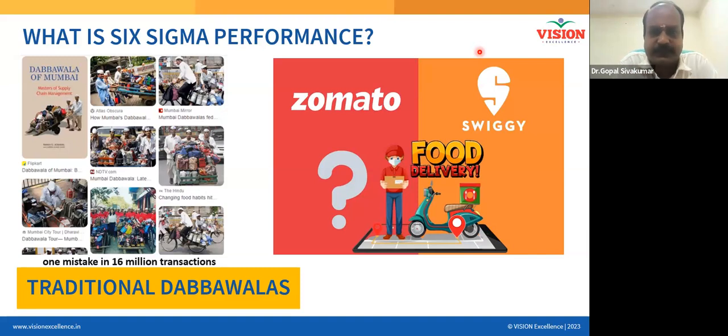Critical to quality characteristics. You expect certain things, and those are defined. In this case, it is the timely delivery, the proper packaging, and another thing is the behavioral aspect of the delivery boy. If these three things can be taken care of, the business can definitely grow, and you can even scale up the business to any extent. That's why we see these people everywhere, right? And I call them the modern Dabbawalas.